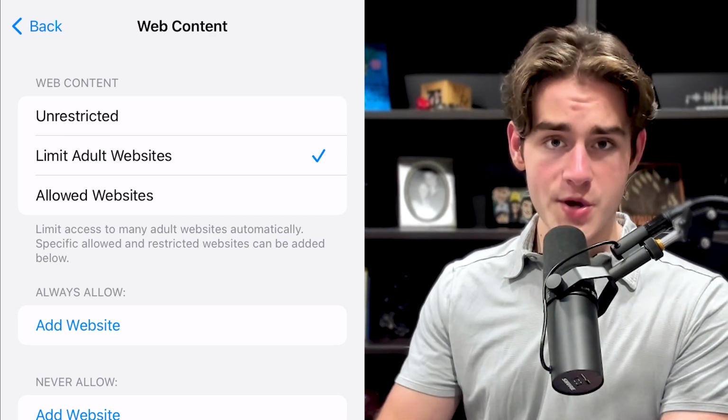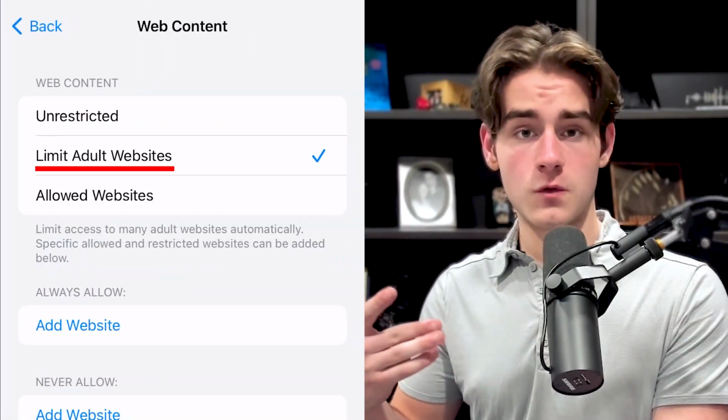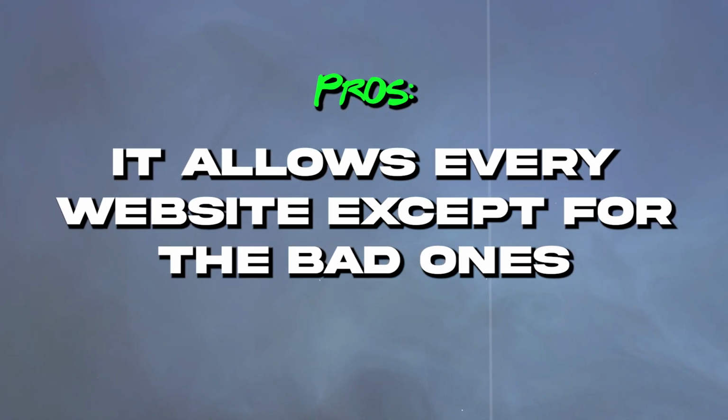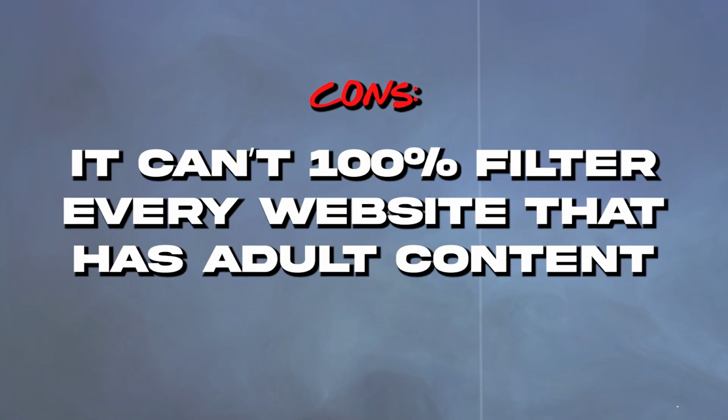Now, between the two choices, limit adult websites and allowed websites, there are pros and cons to each different filter. Pros for limit adult websites is it allows pretty much every website on the internet except for the bad ones. But then again, there are 200,000 new websites uploaded to the internet every single day. And chances are a few of those websites contain pornographic content, and the phone doesn't realize that those websites have pornographic content on them. So it can't 100% of the time catch every single website that has adult content on it because there's just so many out there.